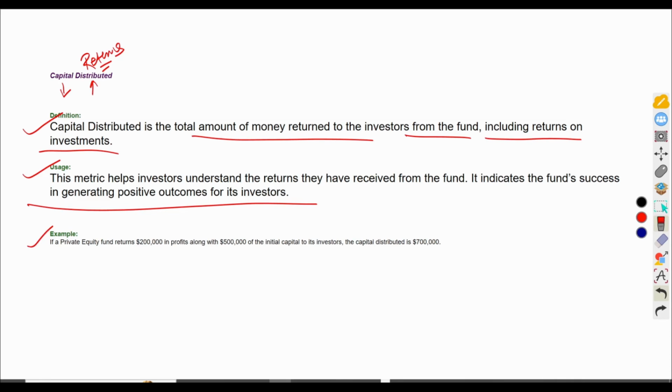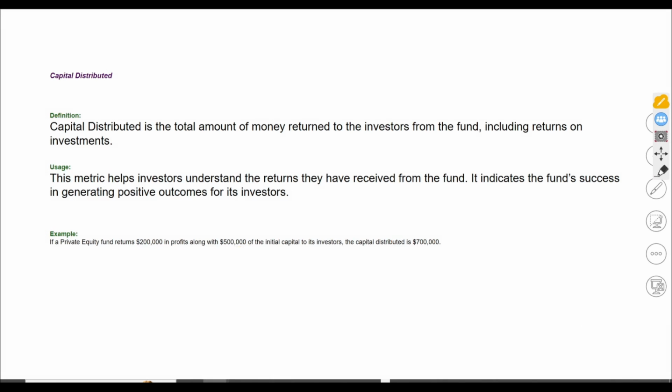All right, if I take an example, if a private equity fund returns 200k in profits along with 500k of its initial capital to its investors, the capital distributed is 700k. So here we're discussing distributions: not only capital but also gains that the fund distributed to the investors. So the total amount that the fund can highlight in this metric, and even the investor can understand, is how much the investor received from the XYZ fund, maybe in the form of capital or gain or in some other form. So let me take you to the next one.